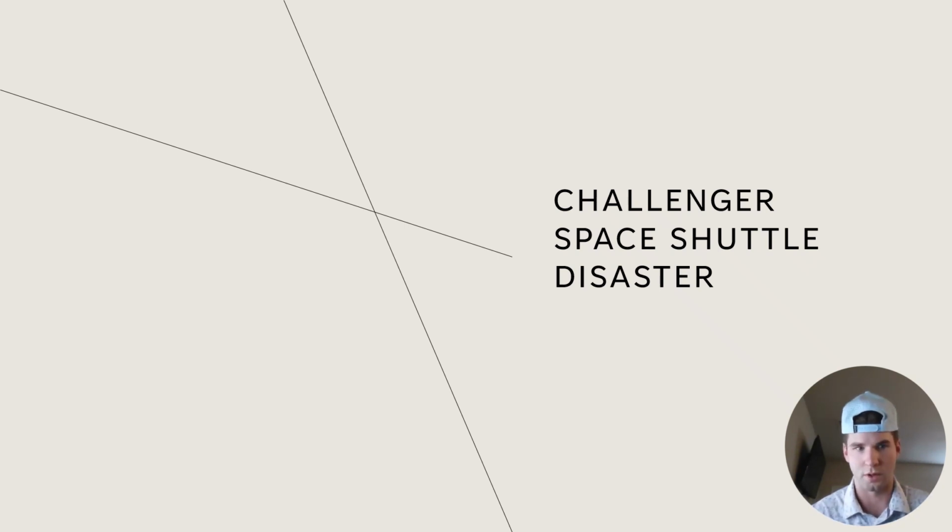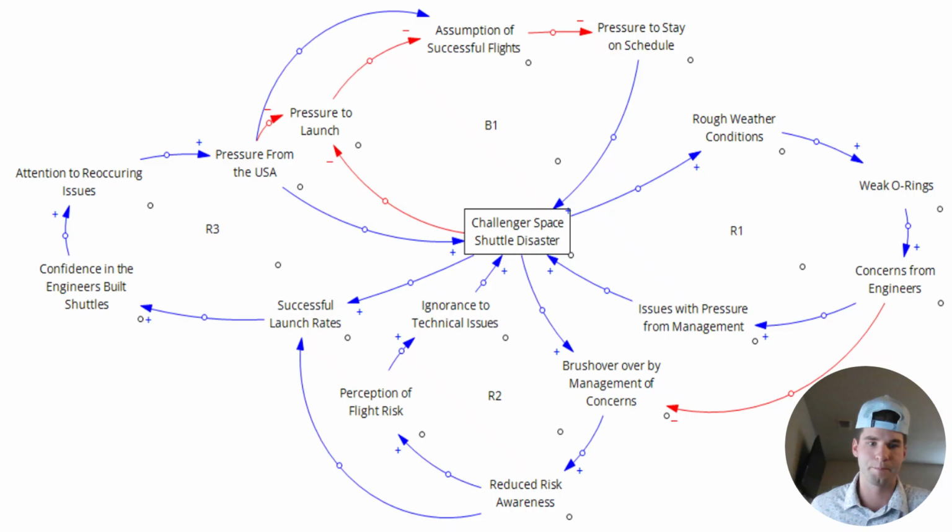The disaster was a space shuttle going for a flight, and it blew up. And our diagram is about the events that led up to the disaster and it blowing up in the sky.